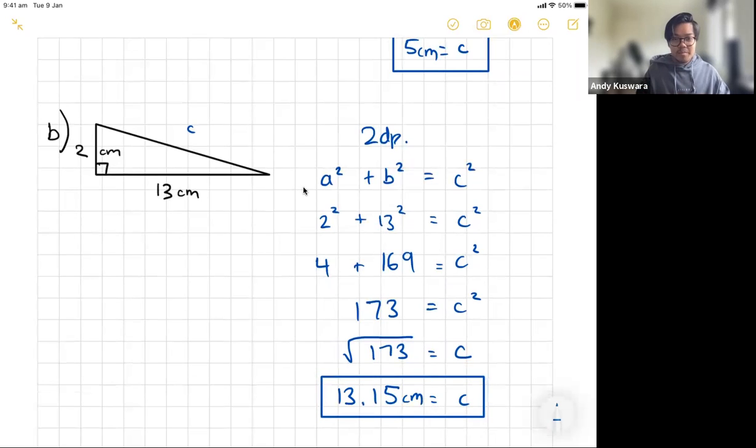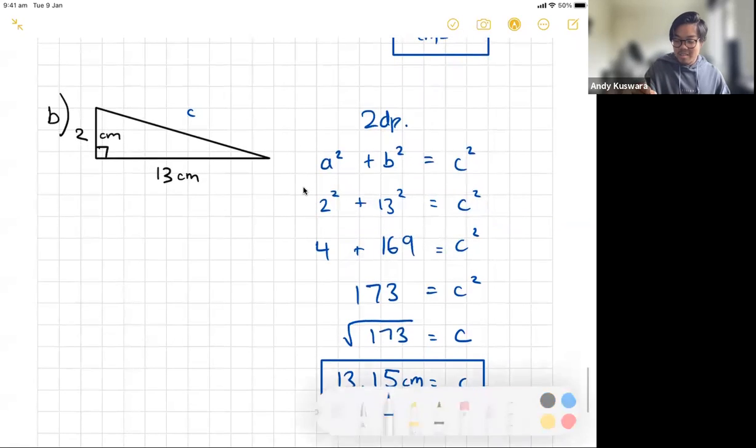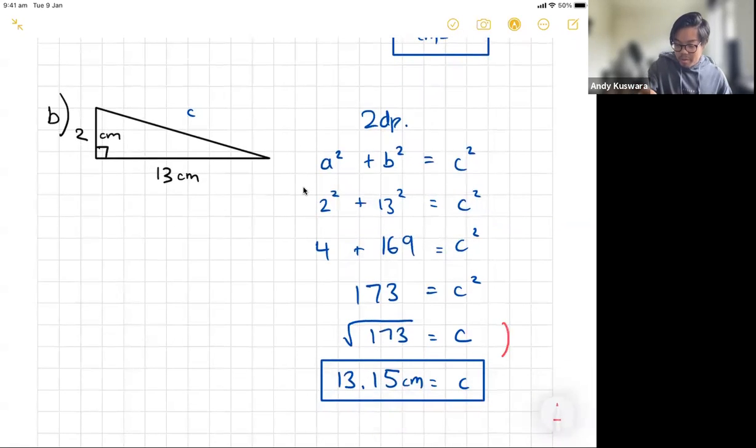That there is how we find the hypotenuse, the longest side. Hopefully that makes sense. If something doesn't make sense, just remember, use the square root from here to here.